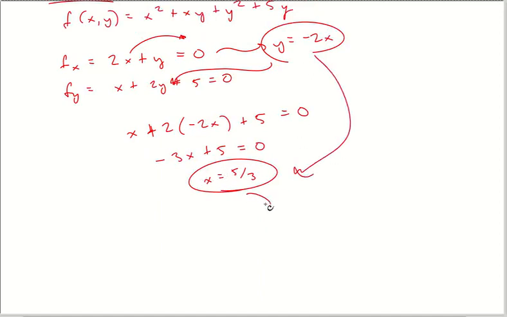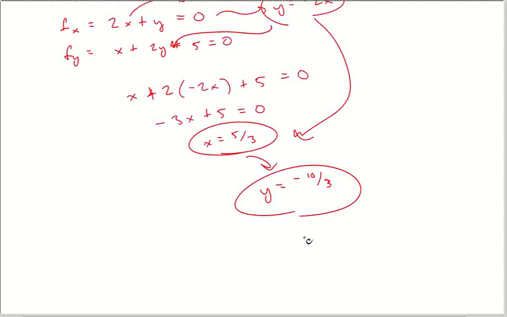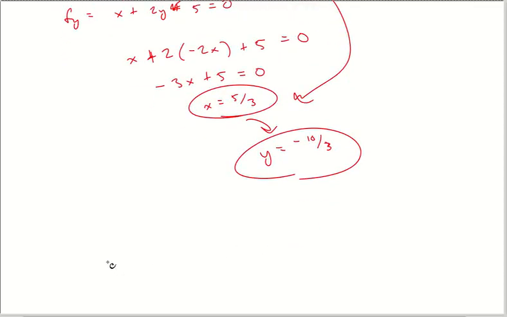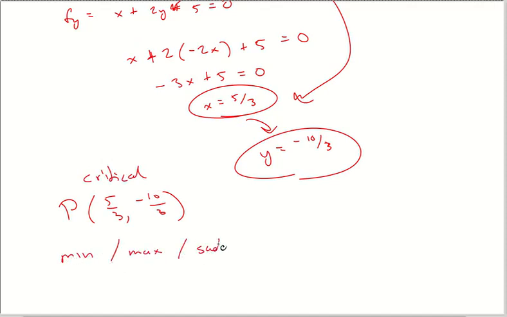We need to find our y. So my y would then be negative 2 times 5/3, which is negative 10 thirds. So there's my y. What I just found was a point (5/3, negative 10/3). That's actually a critical point. I found my critical point, and now I'm wondering, is this a minimum, a maximum, or a saddle?